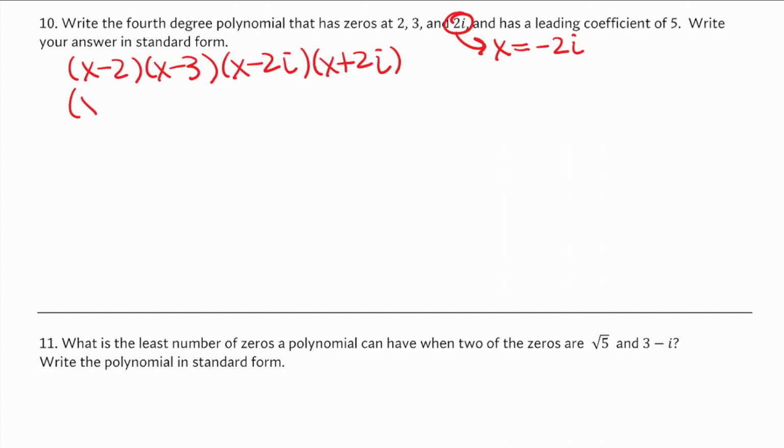Okay, I'm going to do the first two together, x squared minus 5x plus 6. And then the second two together, x squared plus 4. Yeah, that's what's going to happen. And if you need to, multiply it all out: x times x, plus 2ix, minus 2ix, then minus 4i squared becomes positive 4. You can do that, no shame in that.